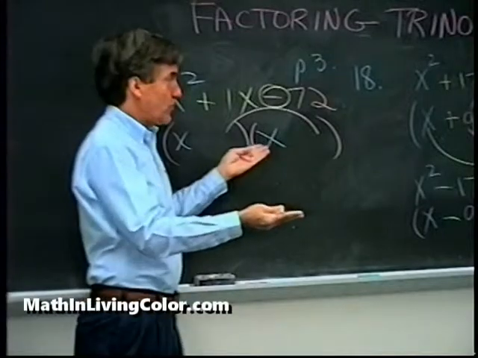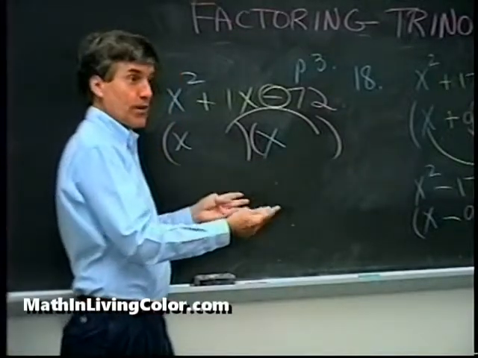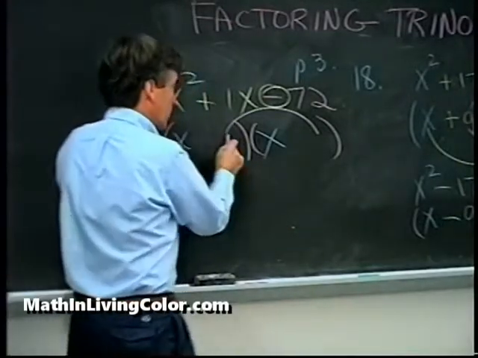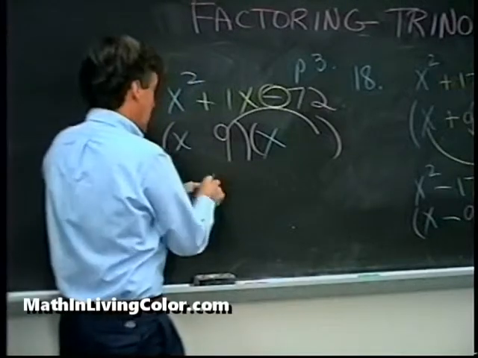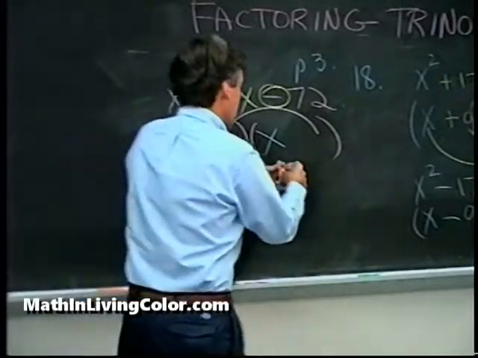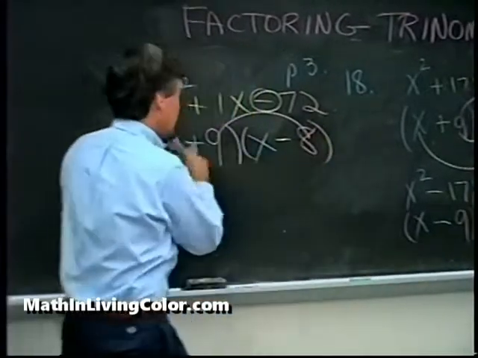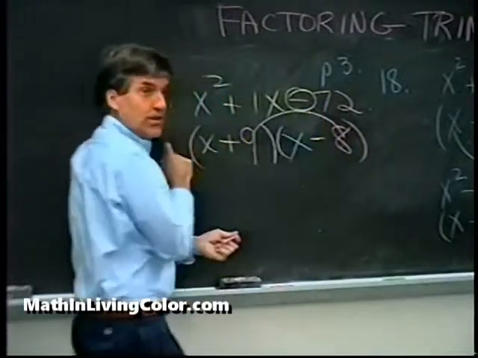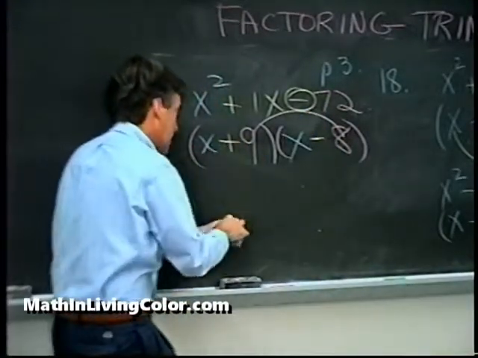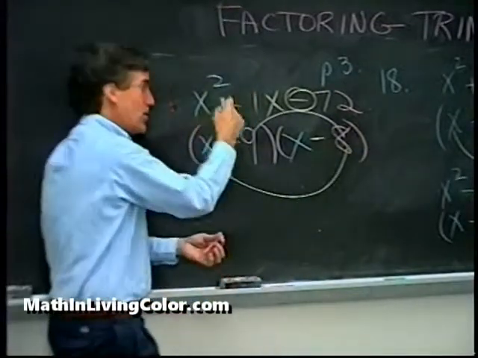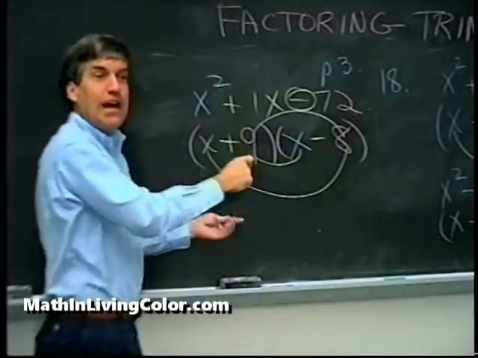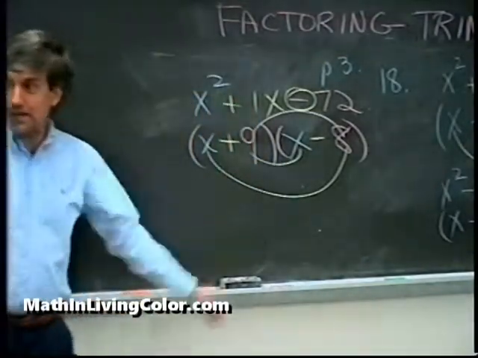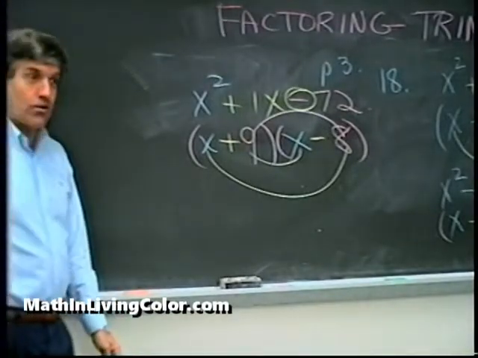So what number do you think we're going to be working with here? We've been working with 9, 8. We're going to have a positive 9 and a negative 8. Now, when you do the last times last, it gives you negative 72, doesn't it? And for the outer times outer, you have a negative 8x. For the inner times inner, you have a positive 9x, and the answer would be positive 1x in the middle. That's correct, isn't it? That's exactly what you needed. Okay? Any question on that?